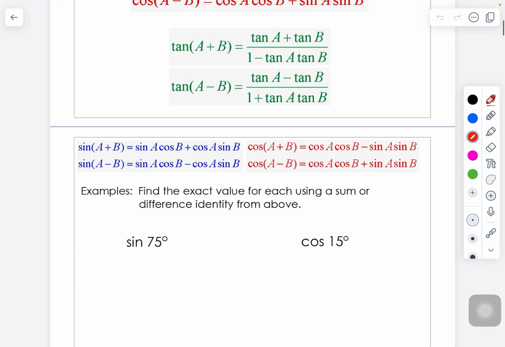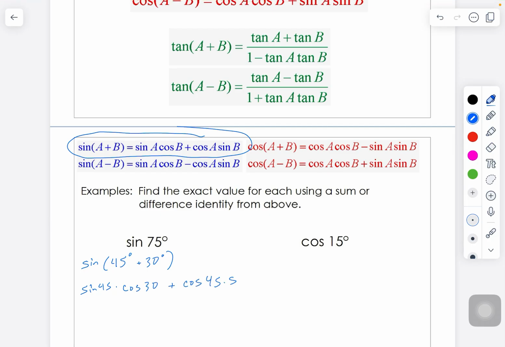We want to find, say, for example, the sine of 75 degrees. I keep on saying 45 because I'm going to break that down into the sine of 45 degrees plus 30 degrees. If I add those together, that is going to give me 75. And I'm going to use this handy little formula and say that the sine of 45 times the cosine of 30 plus the cosine of 45 times the sine of 30 is going to work out to be the sine of 75.